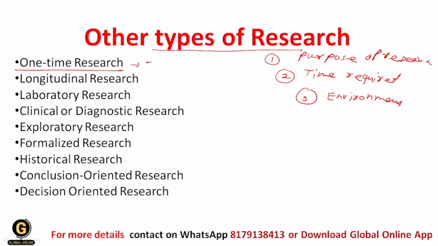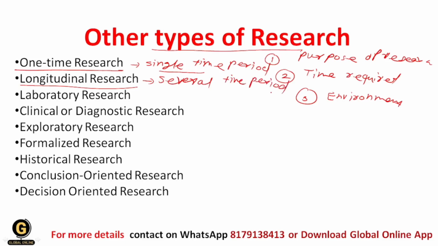So it is called single time period research. As the name suggests, it is completed in a single time, so in a single time we are completing a research. Then next is longitudinal research. It means that it is done over several time periods, more than a single time period, and that's why it is called longitudinal research.